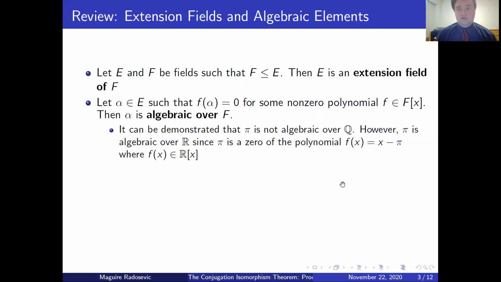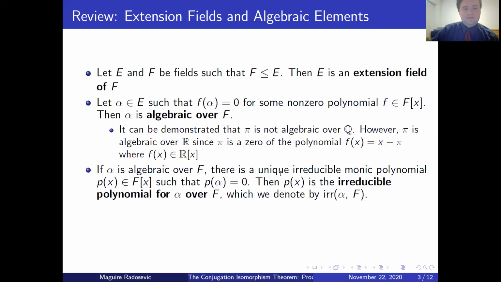However, trivially, pi is algebraic over the real numbers because it's a zero of this polynomial right here, x minus pi. Clearly, if we substitute pi in here, and this is a polynomial with coefficients that are all real numbers, then we're going to get zero, and this is a non-trivial polynomial. So it matters what field we're talking about.